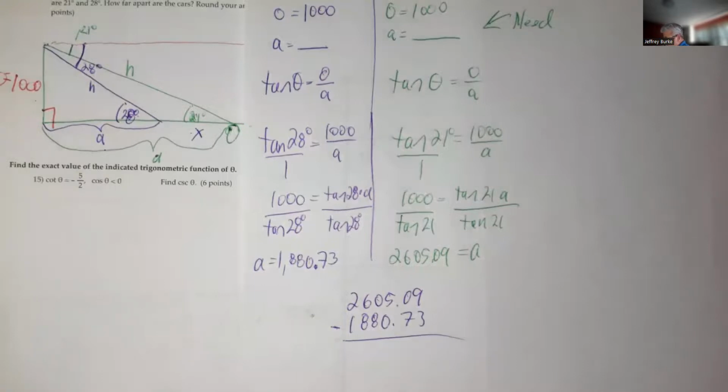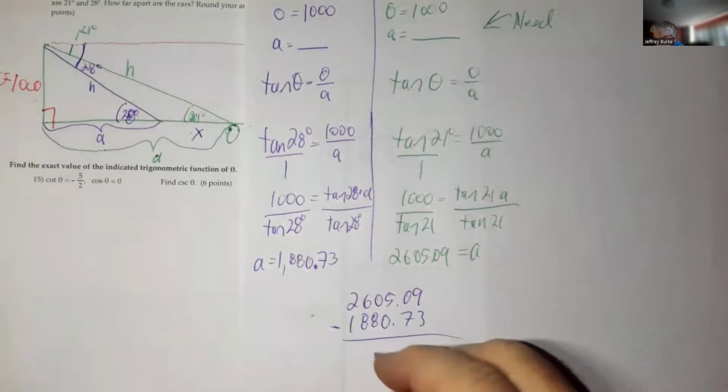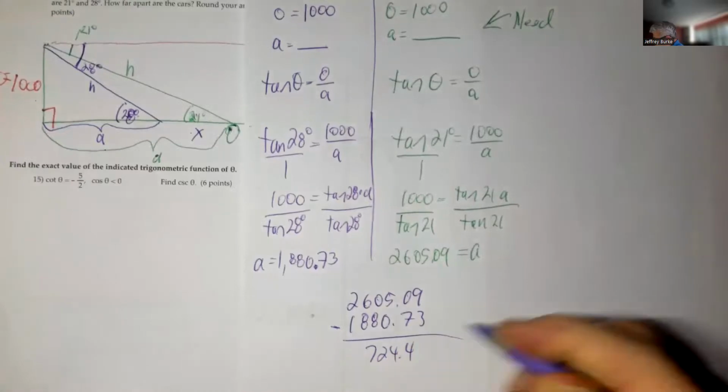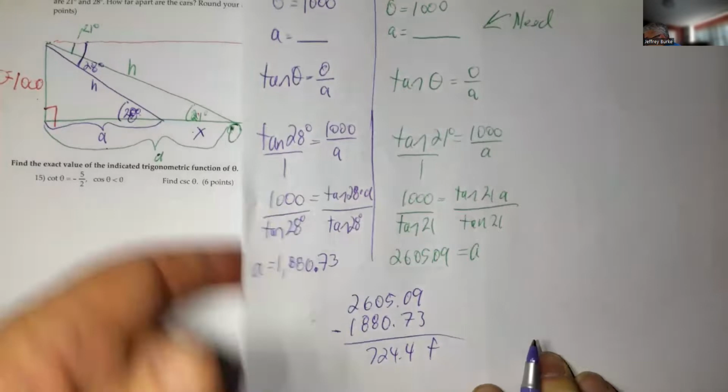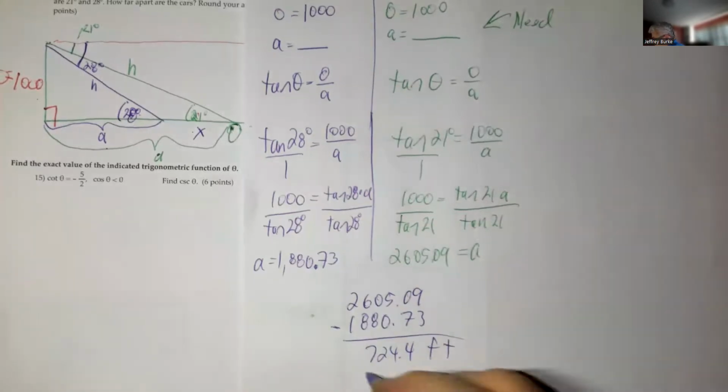So 2605.09 minus 1880.73, that's going to equal 724.4 feet. I want to make sure this is correct. Yeah, feet. So the answer to this is going to be 724.4. And in fact, yes, that's the answer on the back page. So that turns out to be correct.